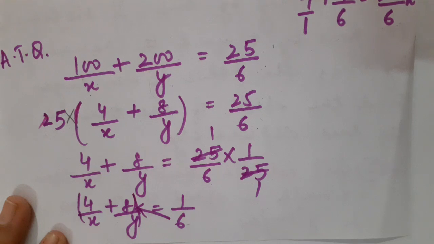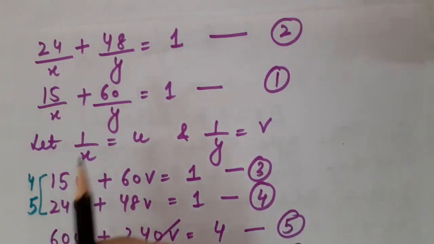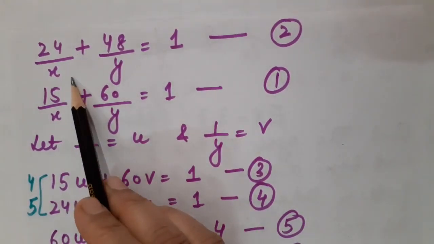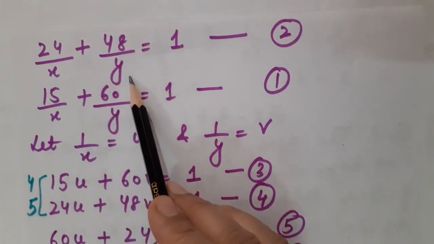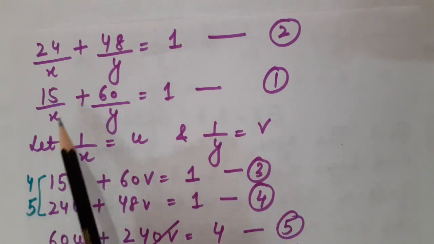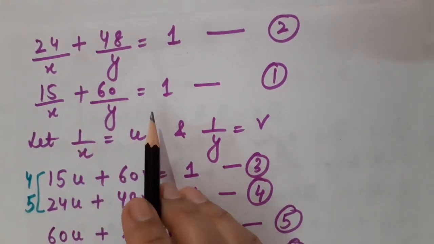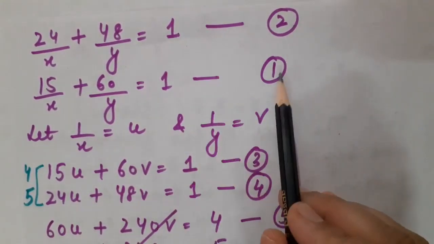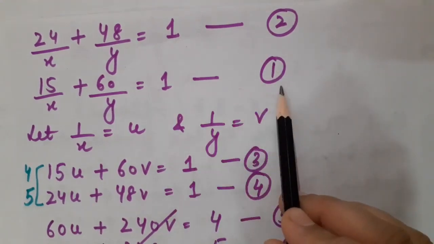Now by cross multiplying we get 24 upon x plus 48 upon y is equal to 1. This we have got after cross multiplying. Now see, children, what I have done. This has become equation number 2. This is equation number 1.